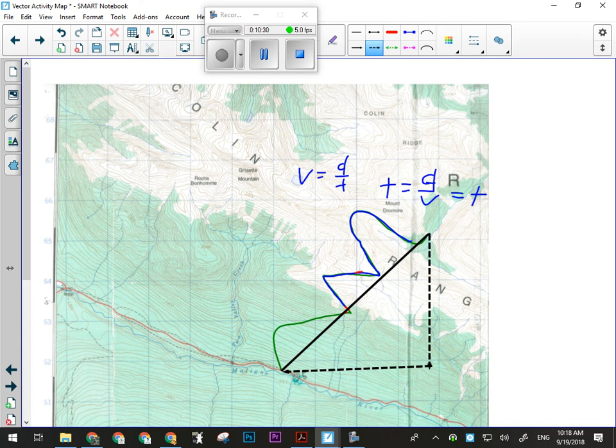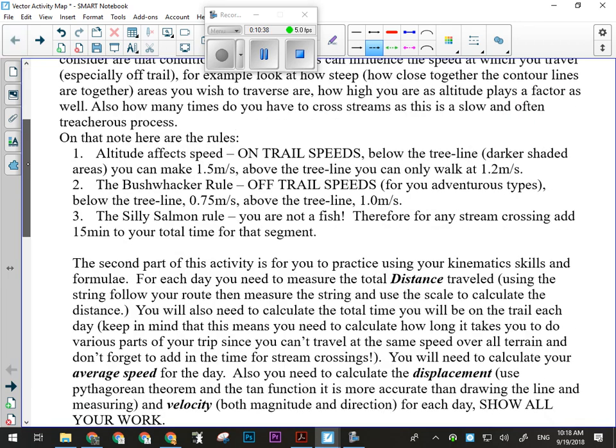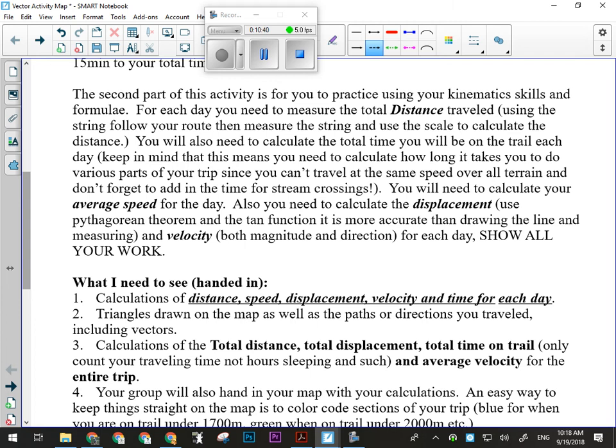All right, making sense? All right, so you got to get your displacement for each day, and then once you have your displacement, the expectation is that now you can also calculate your velocity for the day. Okay, so for each day, I'm going to want to see the distance traveled, the total time, the average speed, the total displacement, and the average velocity for the whole day. So those calculations will have to be shown, and that stuff will have to be drawn on your map.